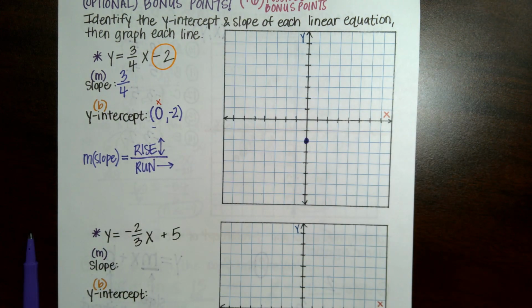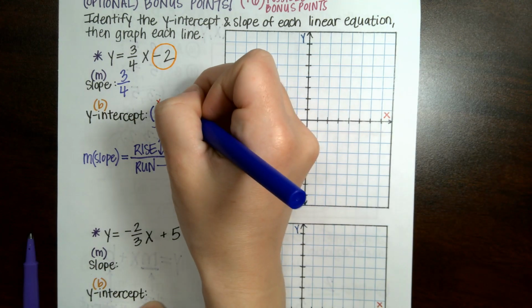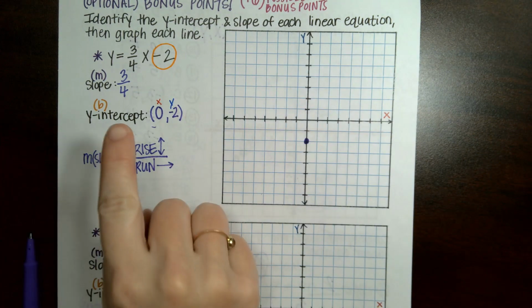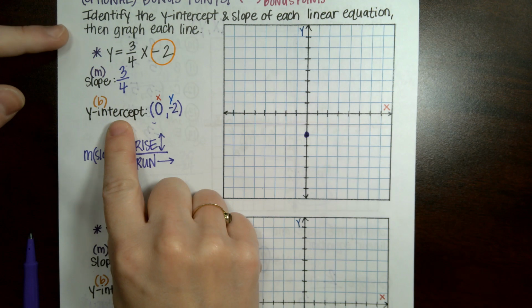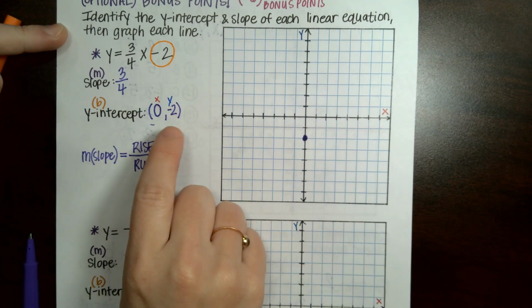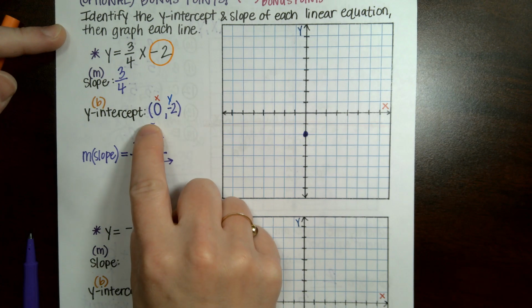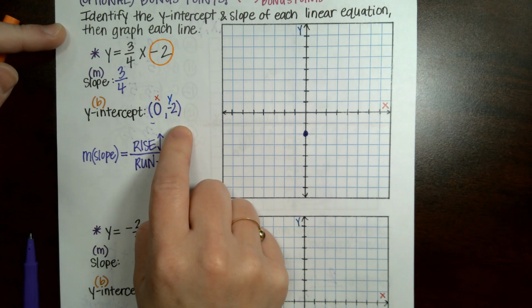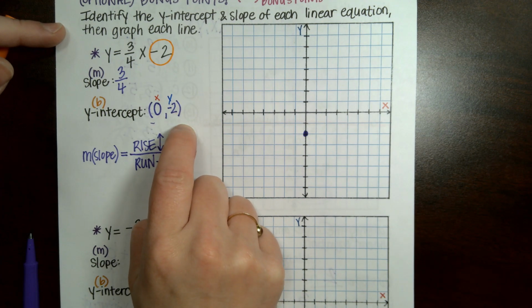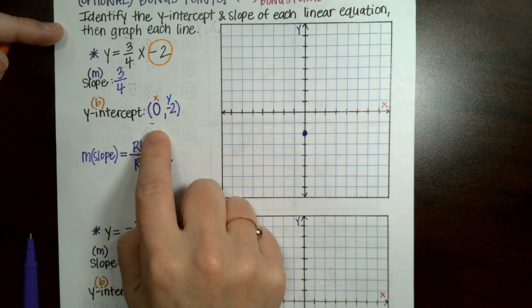Instead of writing -2 as your y-intercept, I want you to write it as a coordinate, (0, -2). If you forget, just remember that for the y-intercept you put your -2 in the y spot of your coordinate. The other one is just going to be 0, always.